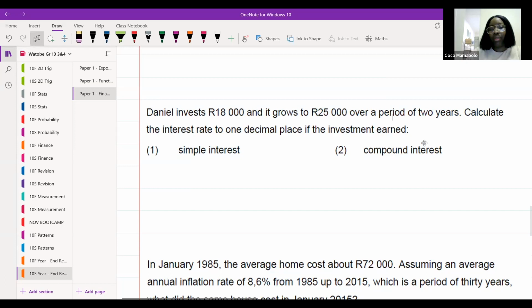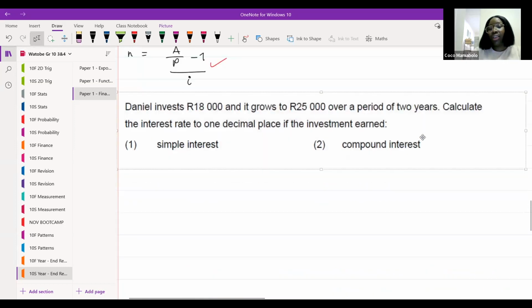I'm going to move it up a little bit. It says, Daniel invests 18,000 and it grows to 25,000 over a period of 2 years. Calculate the interest rate. Again, I'm going to give you 4 minutes to calculate for both. Pop your favorite emoji in the chat when you are ready.